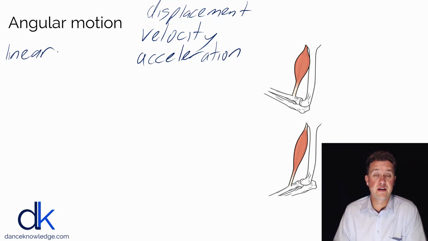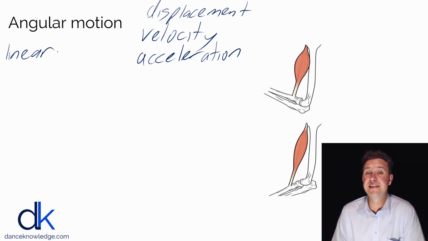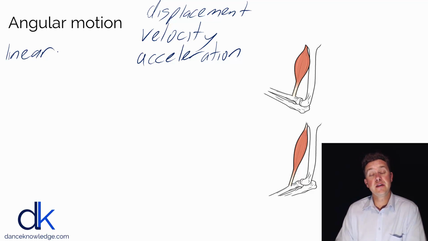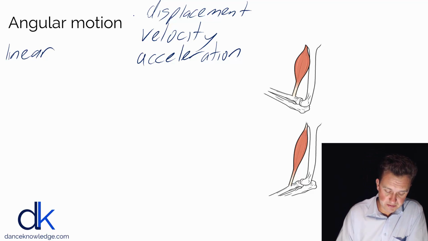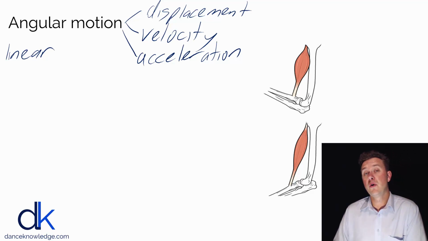So where the dancer moves straight up and down during a leap or moves horizontally along the stage. They're all linear terms. In this video, we're going to look at this concept of angular motion, so rotations. And believe it or not, these concepts of displacement and velocity and acceleration all directly apply to the concept of angular motion. They just translate directly across.